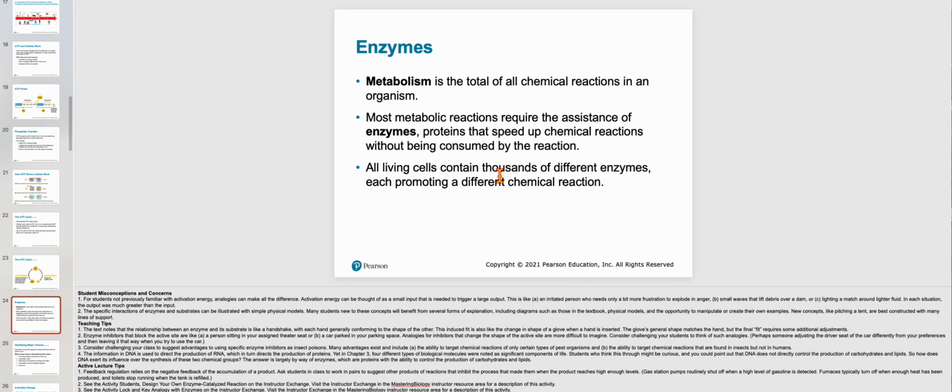Next slide. Now we come to enzymes. Now enzymes are like catalysts. So if you were taking a chemistry class, this would be called a catalyst.